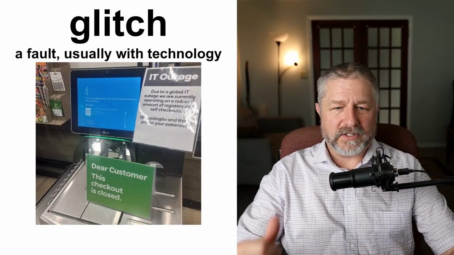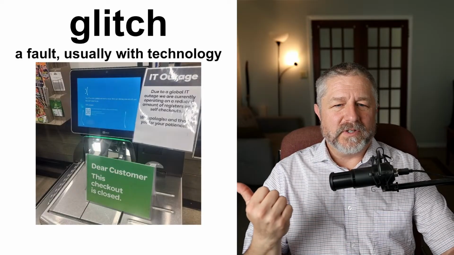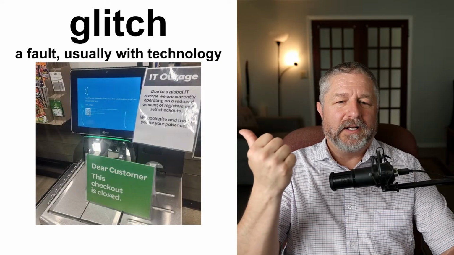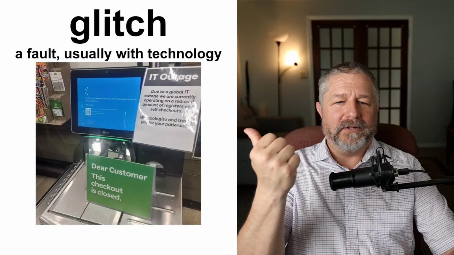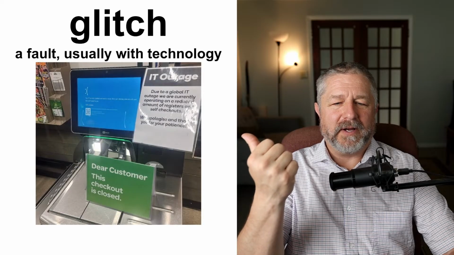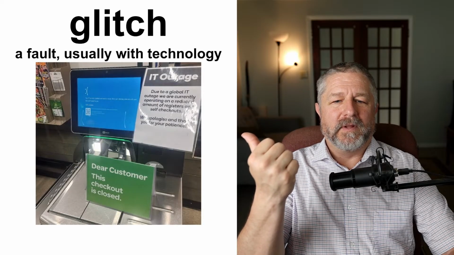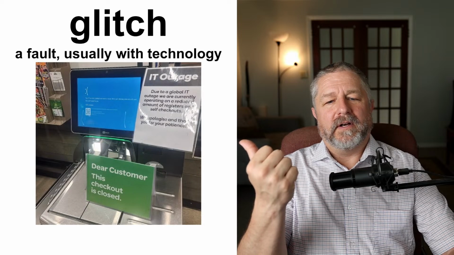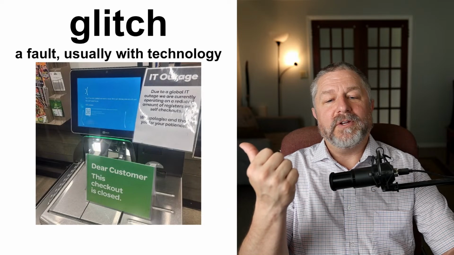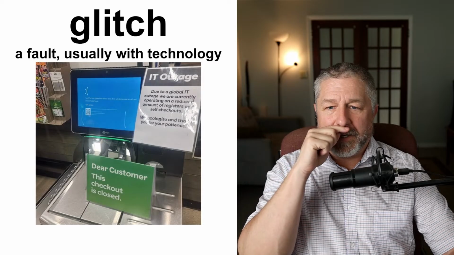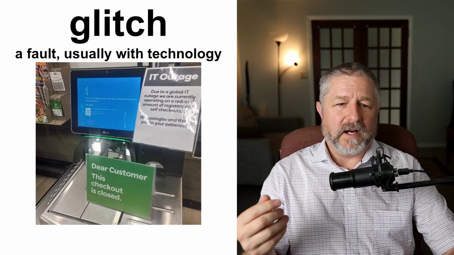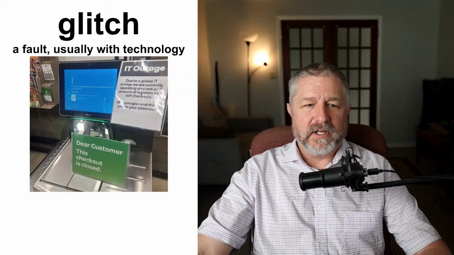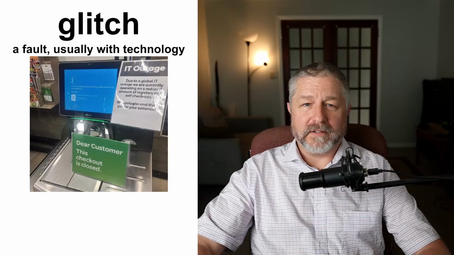There is a glitch. Here you see there's an IT outage and it says, "Dear customer, this checkout is closed due to a global IT outage. We are currently operating on a reduced amount of registers on the self-checkout. We apologize and thank you for your patience." There we go, so I forgot about that. I usually say cash register, but you can just say register as well. But a glitch, a fault, usually with technology.